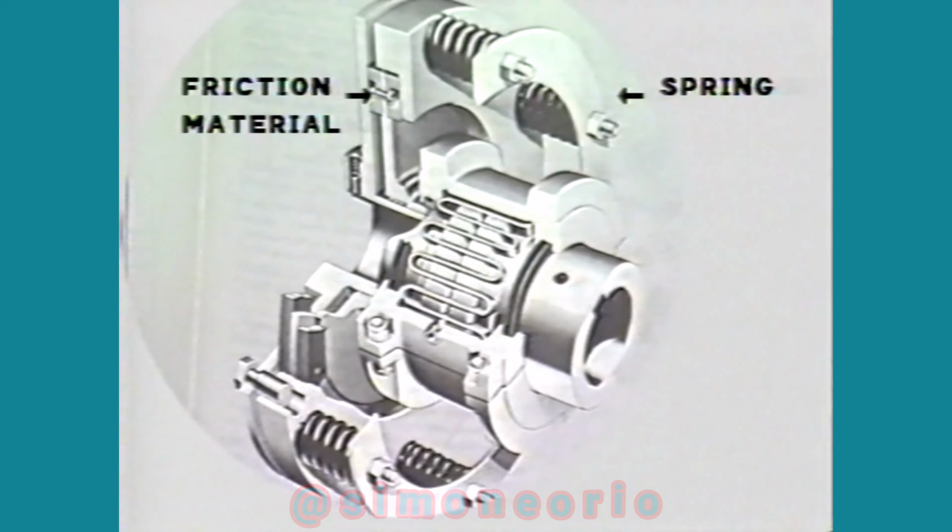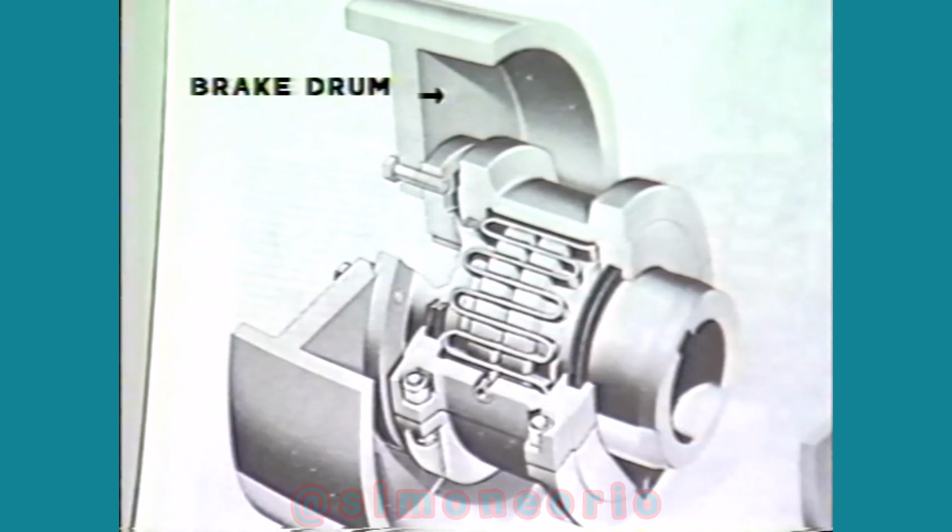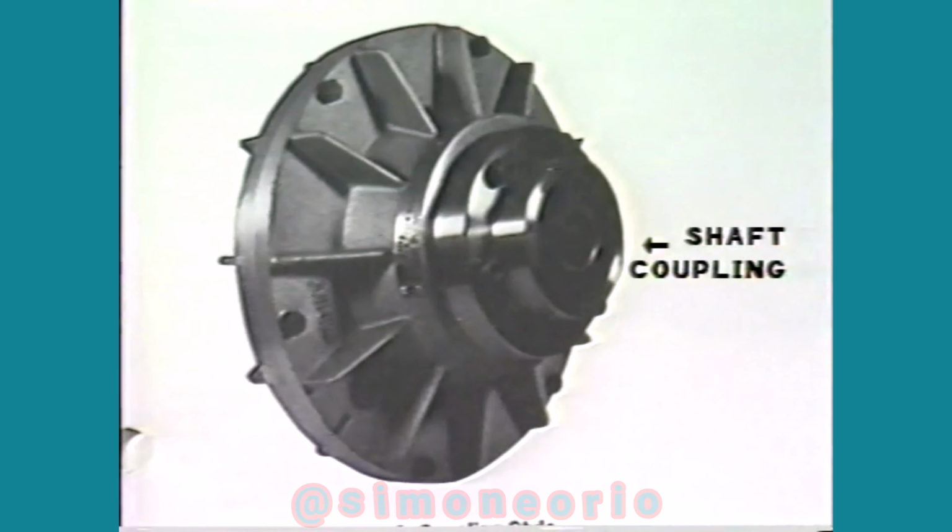This coupling has a spring-loaded clutch of friction material as an integral part of one hub. The amount of torque transmitted through the coupling is adjustable. This coupling has one flange that bolts directly to the flywheel of an engine. A brake drum is part of this coupling. One device serves 2 purposes.